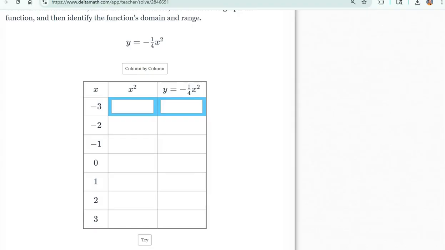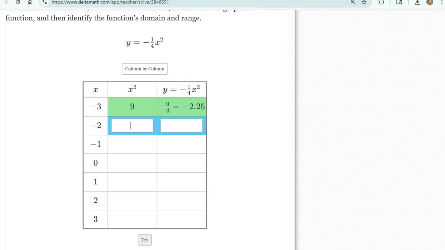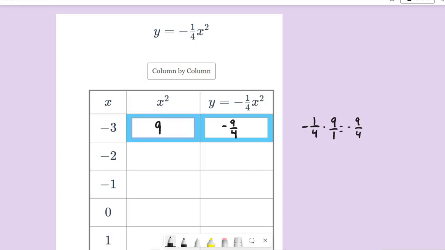Now I'll type this. We have 9, and then -9/4. I'll hit try. Okay, and we're right. Now we'll do the rest of them on paper. And I know this isn't really paper, but we have -2 to the power of 2. That would be 4. And now on here we'll have -1/4 times 4 over 1. And that'll be -4 over 4. And -4 over 4 is just -1. I'll put a -1 there.